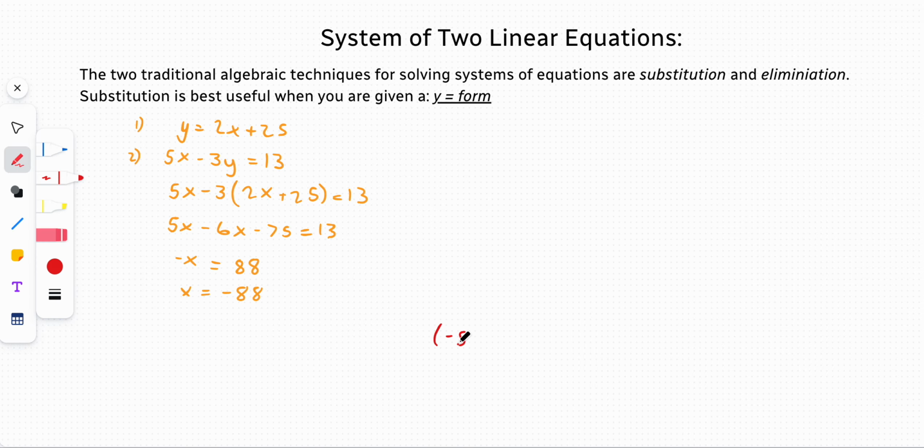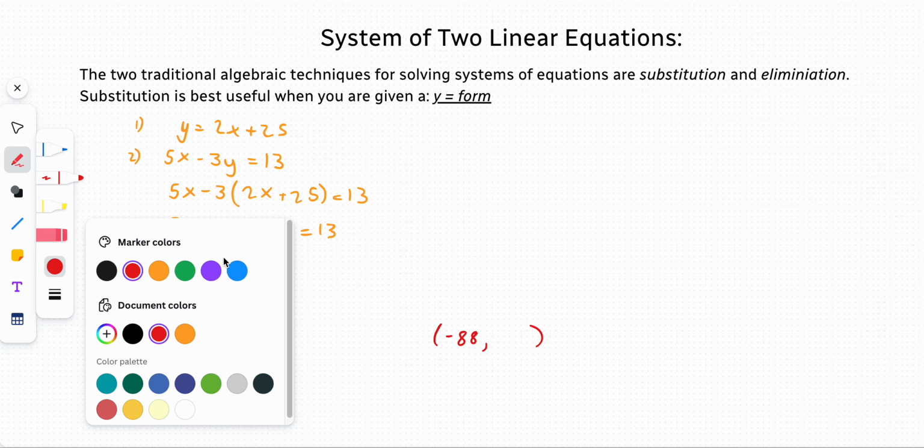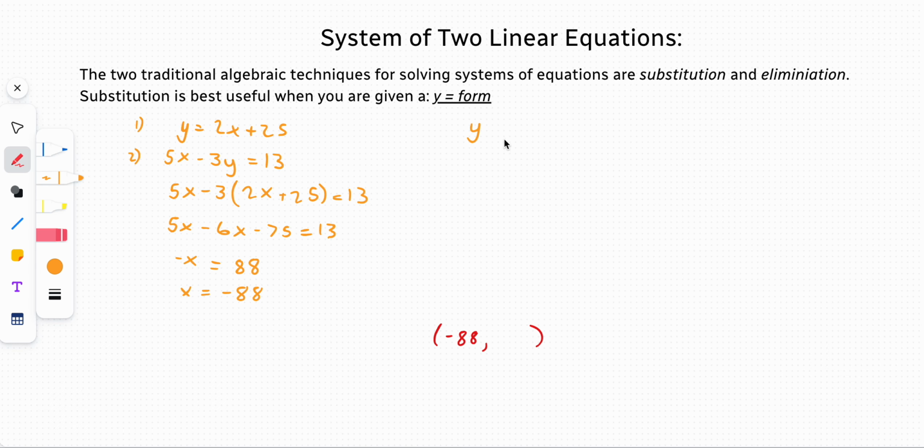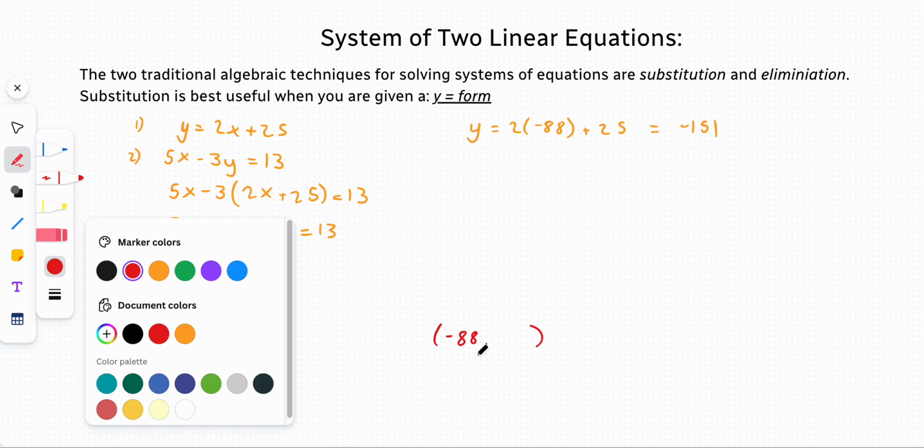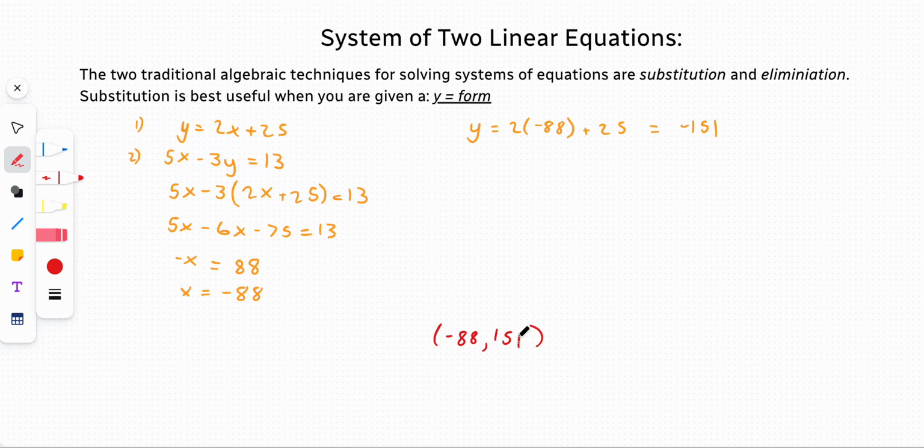Now all we have to do is figure out what the y value is. The easiest way to do this is to plug it into equation 1. Whenever we see x, we're going to put in negative 88. If we evaluate that, it's going to be equal to negative 151, and so negative 151 is what we'll write as our y. This point is where these two lines are going to meet, and this is the answer to the system.